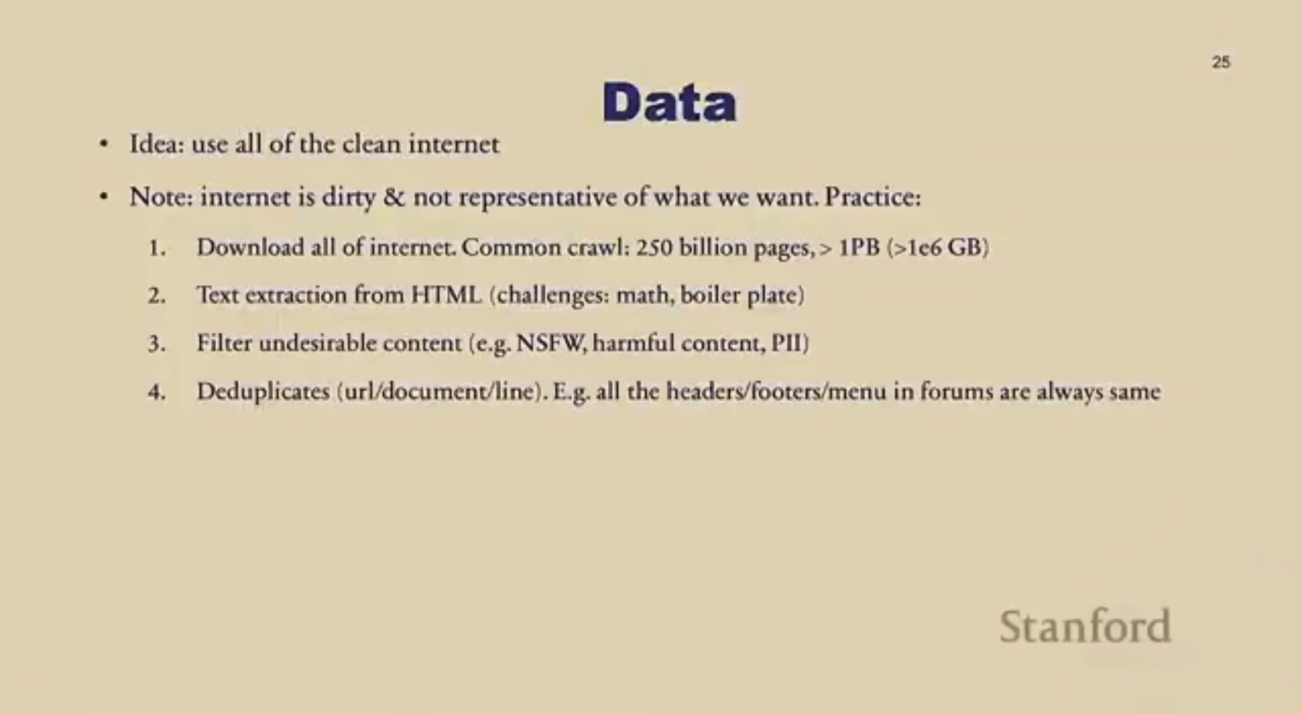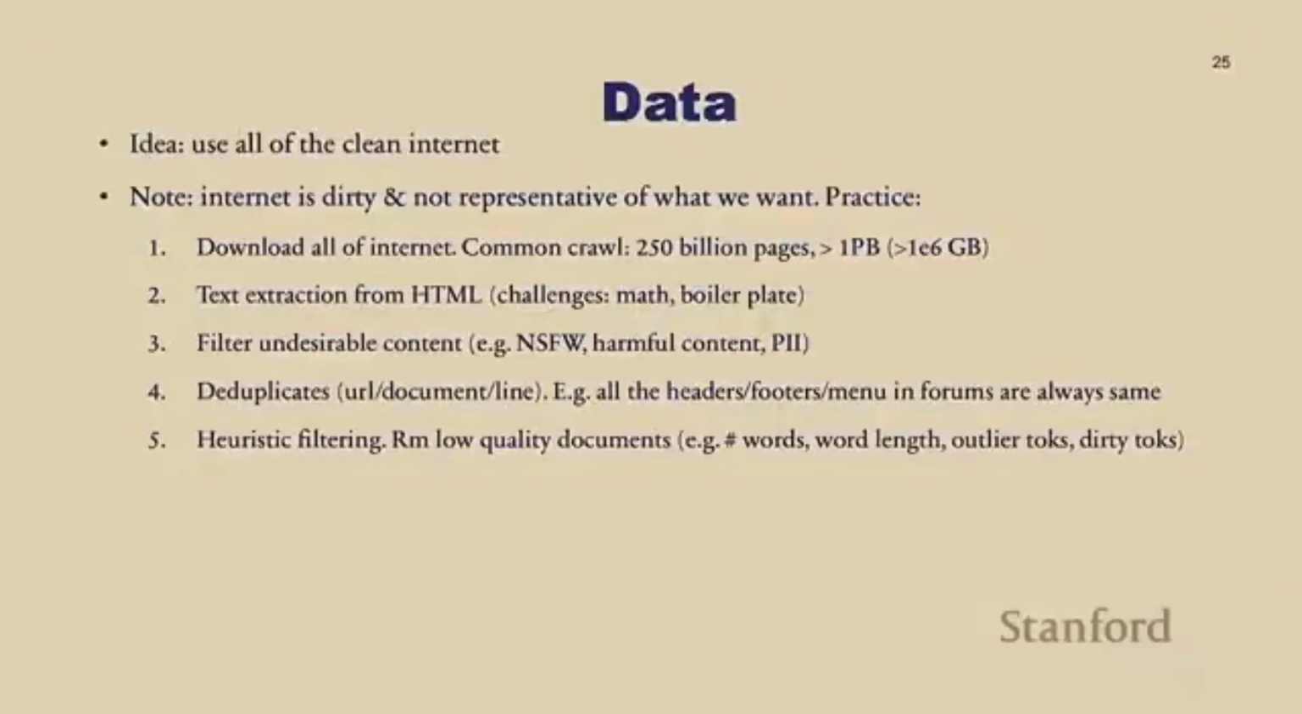So filter undesirable content. Fourth is deduplication. As I said, you might have things like headers and footers in forums that are always the same. You want to remove that. Another thing is a lot of URLs that are different but actually show the same website. And you might also have a lot of paragraphs that come from common books that are duplicated 1,000 times or 10,000 times on the internet. So you have to deduplicate. Also very challenging because you have to do that at scale.